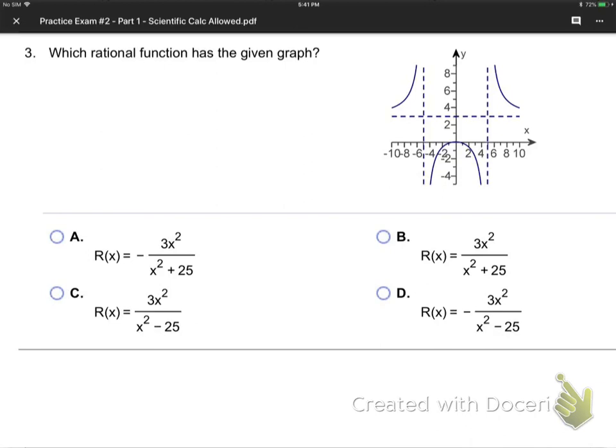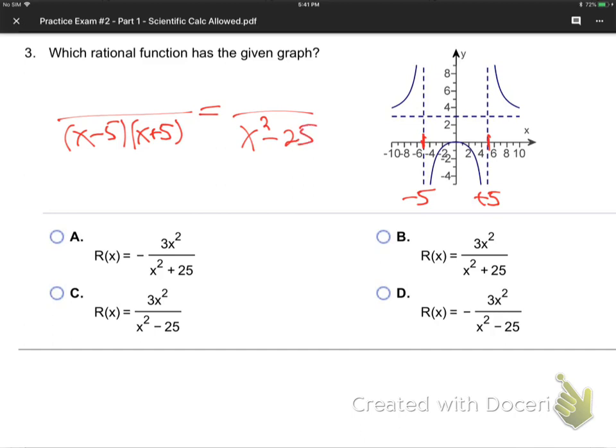Okay, number 3 here. Which function is right? Well, it's all about the horizontal and vertical asymptote lines. Notice right here at -5 and right there at +5 are verticals. That means there's x minus 5 and x plus 5 in the denominator, which multiplied out is x squared minus 25. So no way on A, no way on B. They both have x squared plus 25 on the bottom instead of x squared minus 25. So we're down to either C or D.